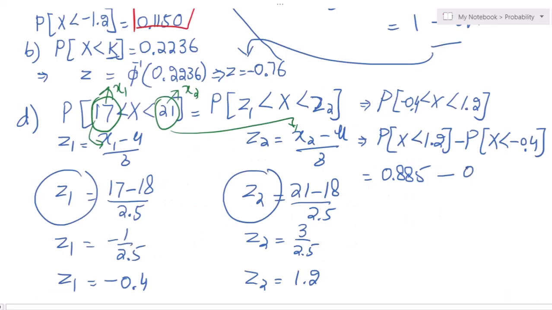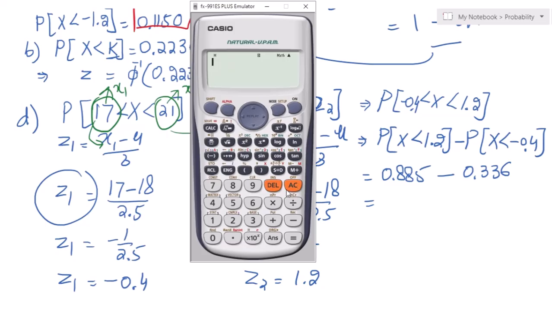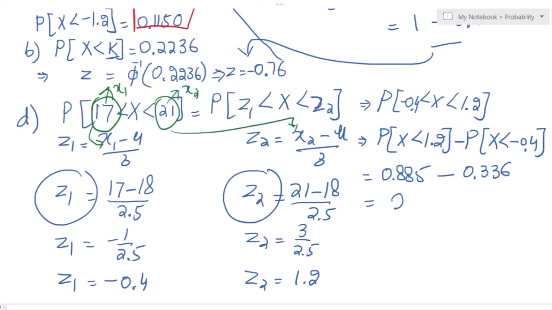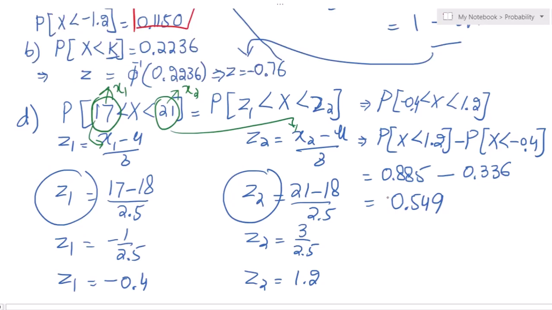So that is about 0.336. Let me subtract it: 0.885 minus 0.336 is 0.549. And that is basically the solution of part D of my question.